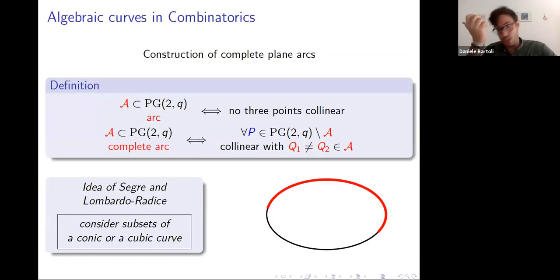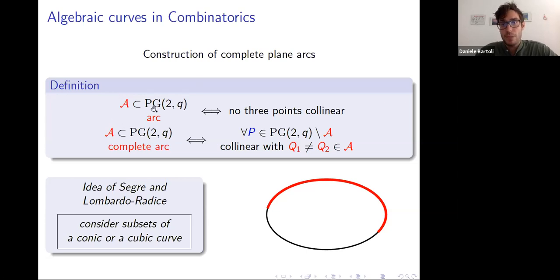Now, this is not the first time, clearly, that you can attack a certain problem using algebraic varieties. One of the first times that this approach appeared in the literature, at least to my knowledge, dates back to the 70s, when Beniamino Segre and Lucio Lombardo Radice were interested in constructing so-called small complete arcs in projective planes. What is an arc?